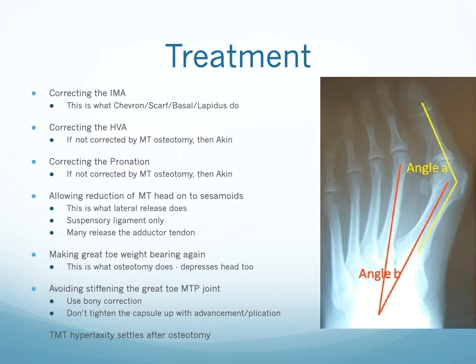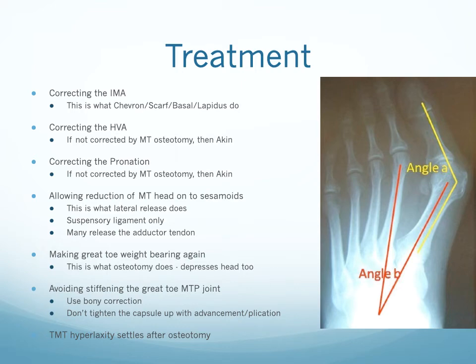And although we know that there's TMT laxity which might be responsible for the varus of the first metatarsal, this tends to settle no matter where the osteotomy is. So even if you do a distal osteotomy, the TMT hyperlaxity seems to settle.